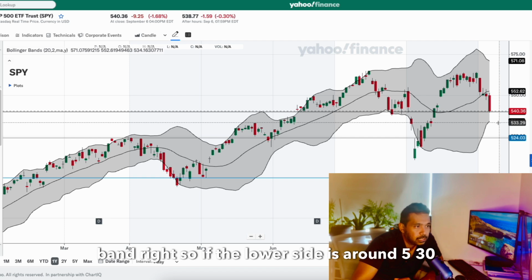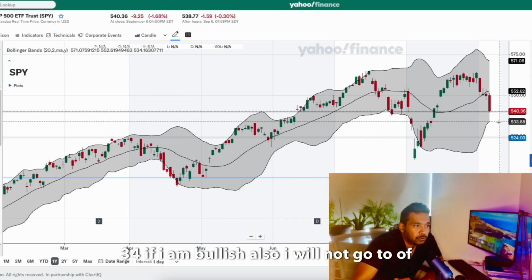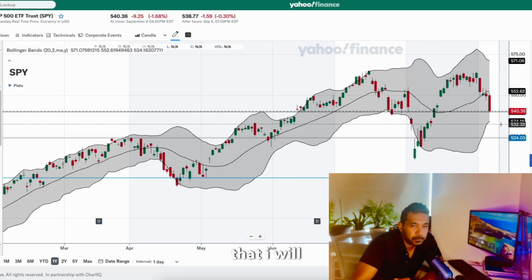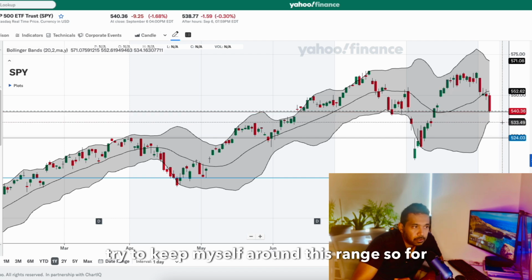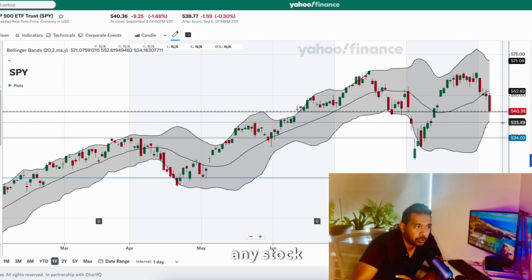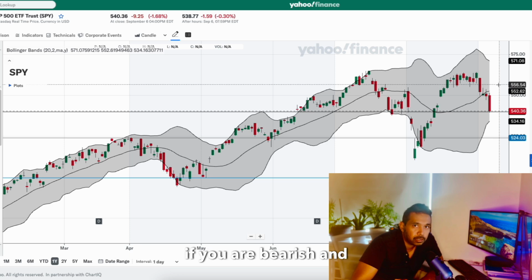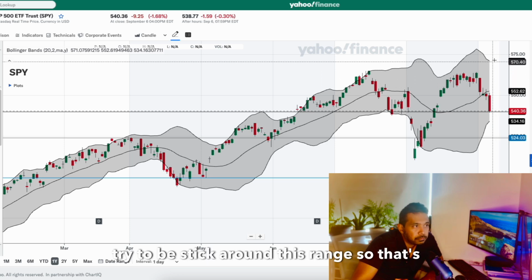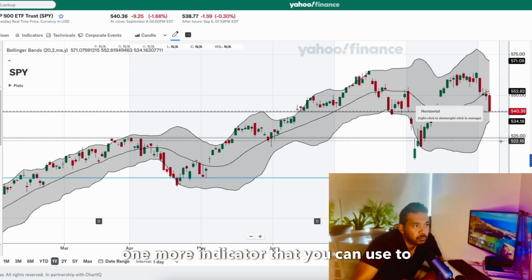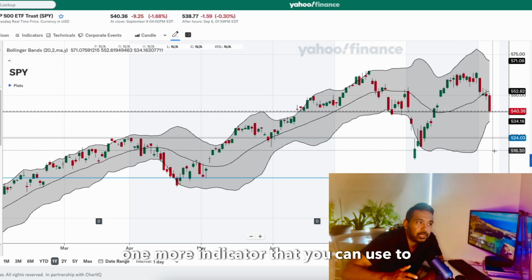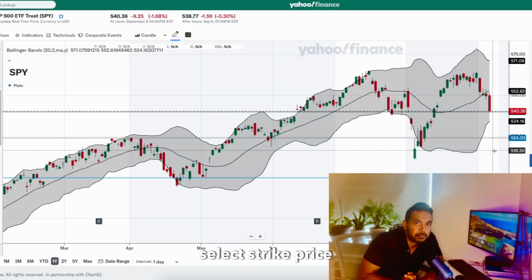So if the lower side is around 530, 34, and I am bullish also, I will not go too far above that. I will try to keep myself around this range. So for any stock, if you are doing a bullish strategy, try to stick around this range, or if you are bearish, then try to stick around this range. So that's one more indicator that you can use to select your strike price.